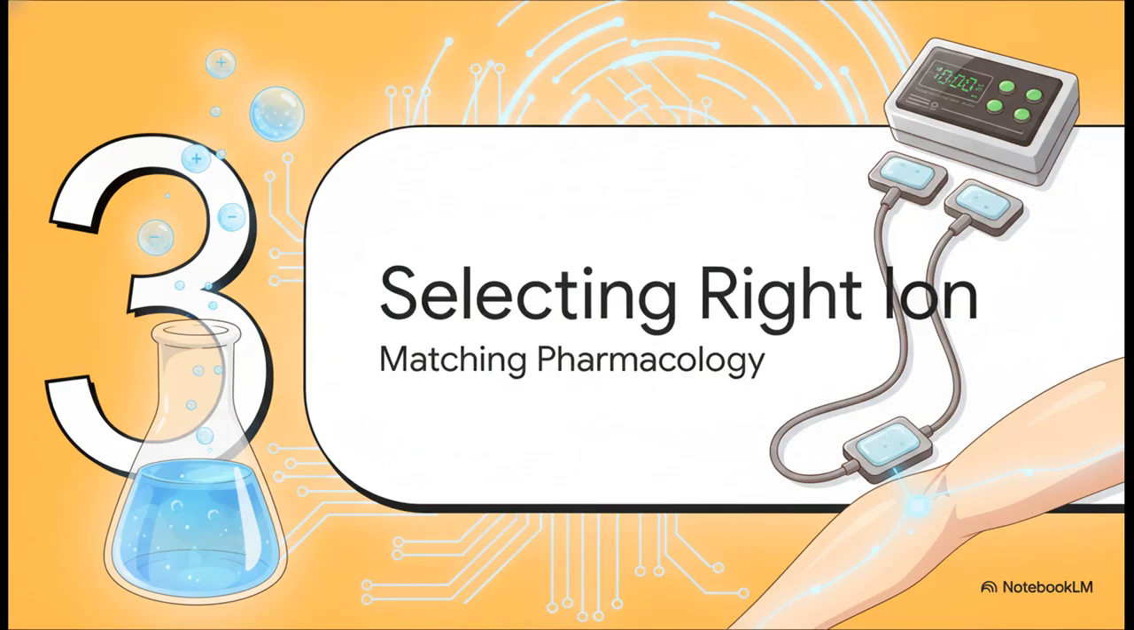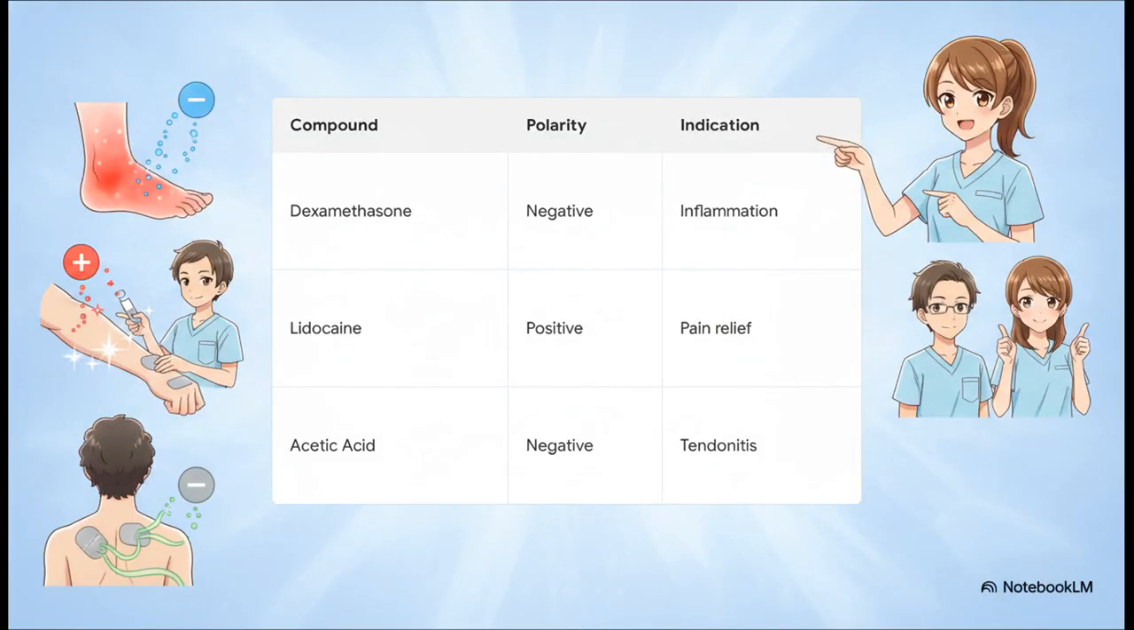Section 3. Selecting the right ion. Let's talk about matching pharmacology. Understanding polarity matters immensely when we're dealing with these drugs. For example, if a patient comes in with localized inflammation, like a really nasty case of plantar fasciitis, we frequently use dexamethasone phosphate. Notice its polarity is negative. Because of that, you must place it under the negative cathode to drive it into those inflamed tissues. On the flip side, lidocaine for acute pain relief is a positive ion, so it goes under the positive anode.